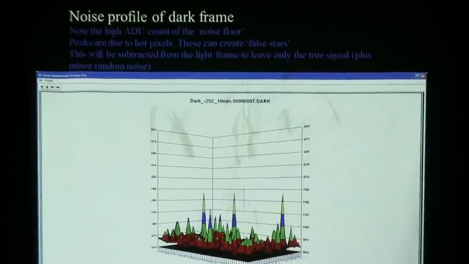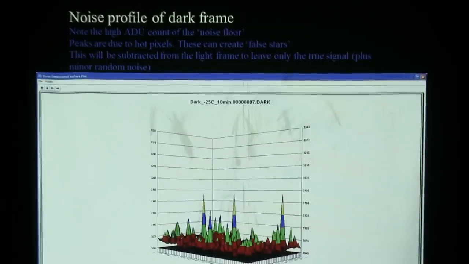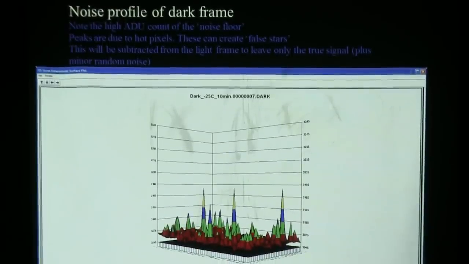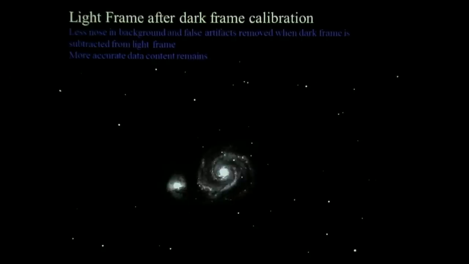And here's the noise profile of the dark frame. And it looks very similar to that picture, right? But again, this is supposed to be all black. But look, we have peaks. These look like stars. And here's your noise floor right here. It's sitting right around the 3,000 ADU mark. So now you know what the noise level is. And here's the same picture. It looks a lot clearer, right? You don't have that little salt and pepper granular structure to it. The only thing that still remains in there is the random noise, but again, it's very low.